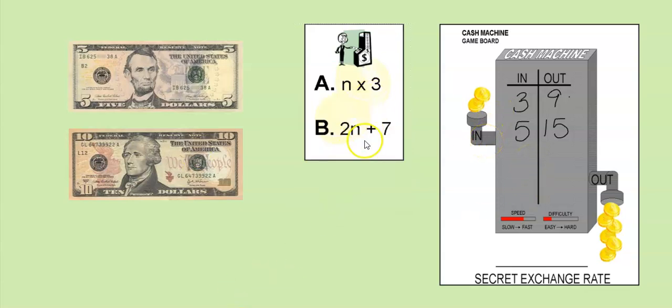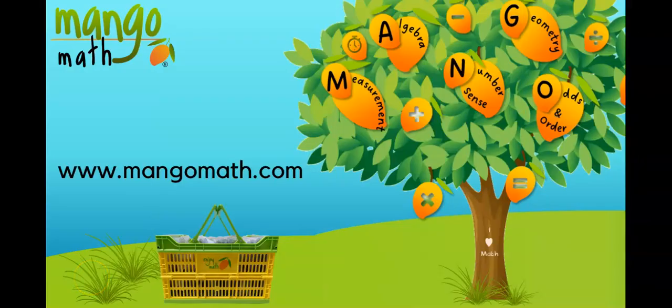Remember, there's two different functions that they can use, and so as they do the first one with the A's and they get good at that, then they should be going to the B's. So enjoy exchanging money.